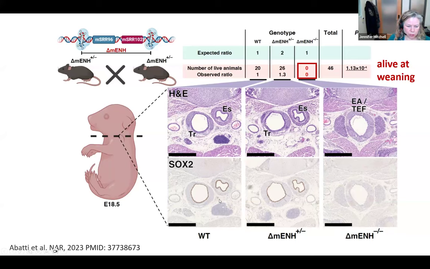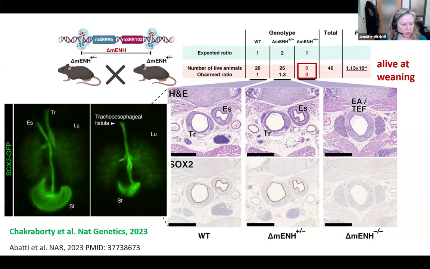We also looked at SOX2 expression. We saw SOX2 normally expressed in the wild type and in the heterozygous enhancer deleted animals, but in the enhancer null animals, we didn't see any SOX2 expression in this tissue. And just so you can have another visualization of this phenotype, which is called a tracheal esophageal fistula: normally there is a trachea that connects to the lungs and the esophagus connects to the stomach. In a tracheal esophageal fistula, there's just one tube that connects to both the lungs and the stomach. Mice born with this phenotype will die soon after birth.